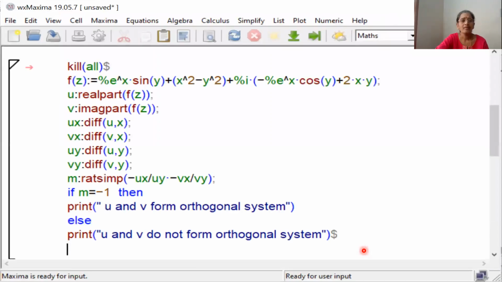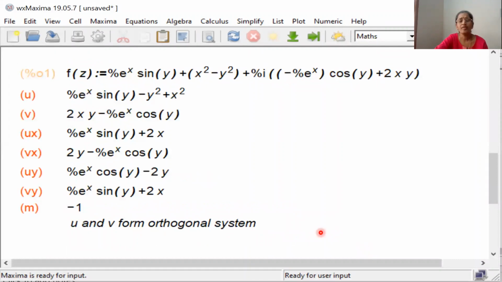Copy the command here. So this is the command in the Maxima window. Let us execute using shift enter. So this is the output we obtain. So this is a function f of z, and this is u, and this is v, that is the real part and the imaginary part. And these four are the partial derivatives of u and v with respect to x and y. And here comes the value of m, that is minus 1. Therefore, u and v form the orthogonal system.